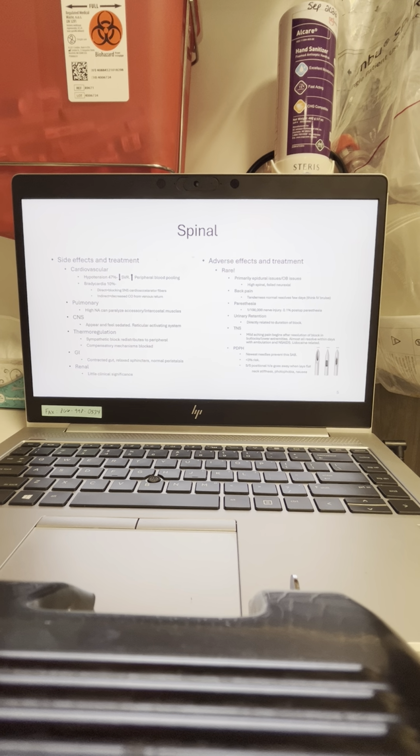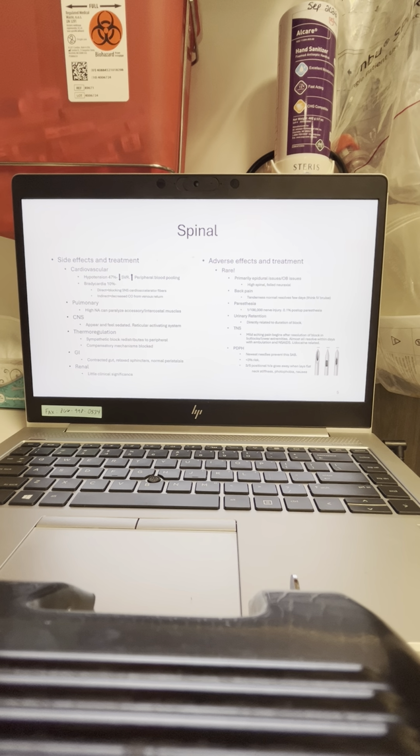The CNS, I wanted to mention so that you guys are aware of it, obviously. After spinals and epidurals, we often will feel and appear a little bit sedated or a little bit sleepy. The unproven reason for that I listed there is the reticular activating system. That's just their hypothesis. But just know that a little bit sleepier afterwards is normal.